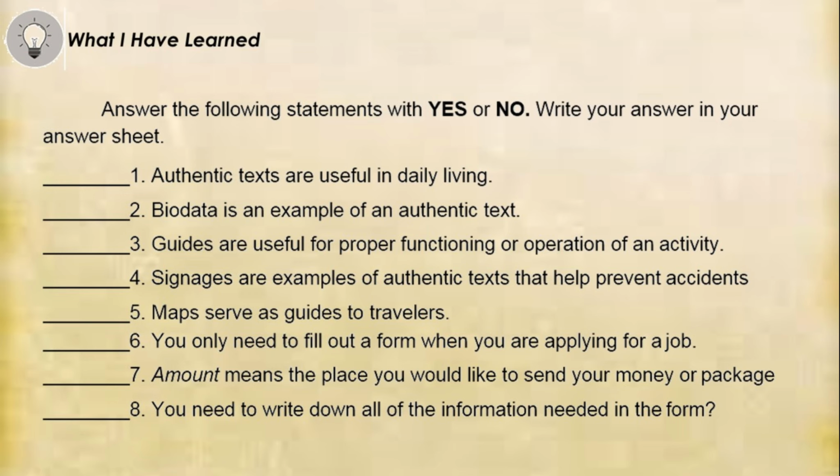Answer the following statements with yes or no. Write your answer in your answer sheet. 1. Authentic texts are useful in daily living. 2. Biodata is an example of an authentic text. 3. Guides are useful for proper functioning or operation of an activity. 4. Signage are examples of authentic texts that help prevent accidents. 5. Maps serve as guides to travelers.